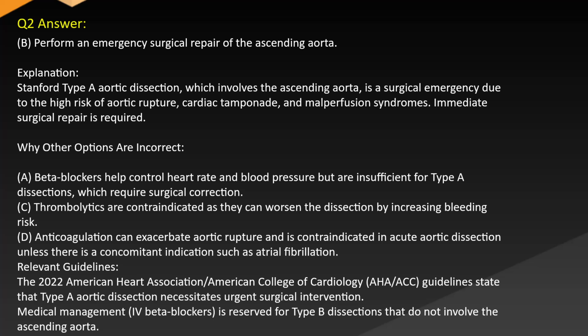Relevant guidelines. The 2022 American Heart Association and American College of Cardiology (AHA/ACC) guidelines state that type A aortic dissection necessitates urgent surgical intervention. Medical management with beta blockers is reserved for type B dissections that do not involve the ascending aorta.